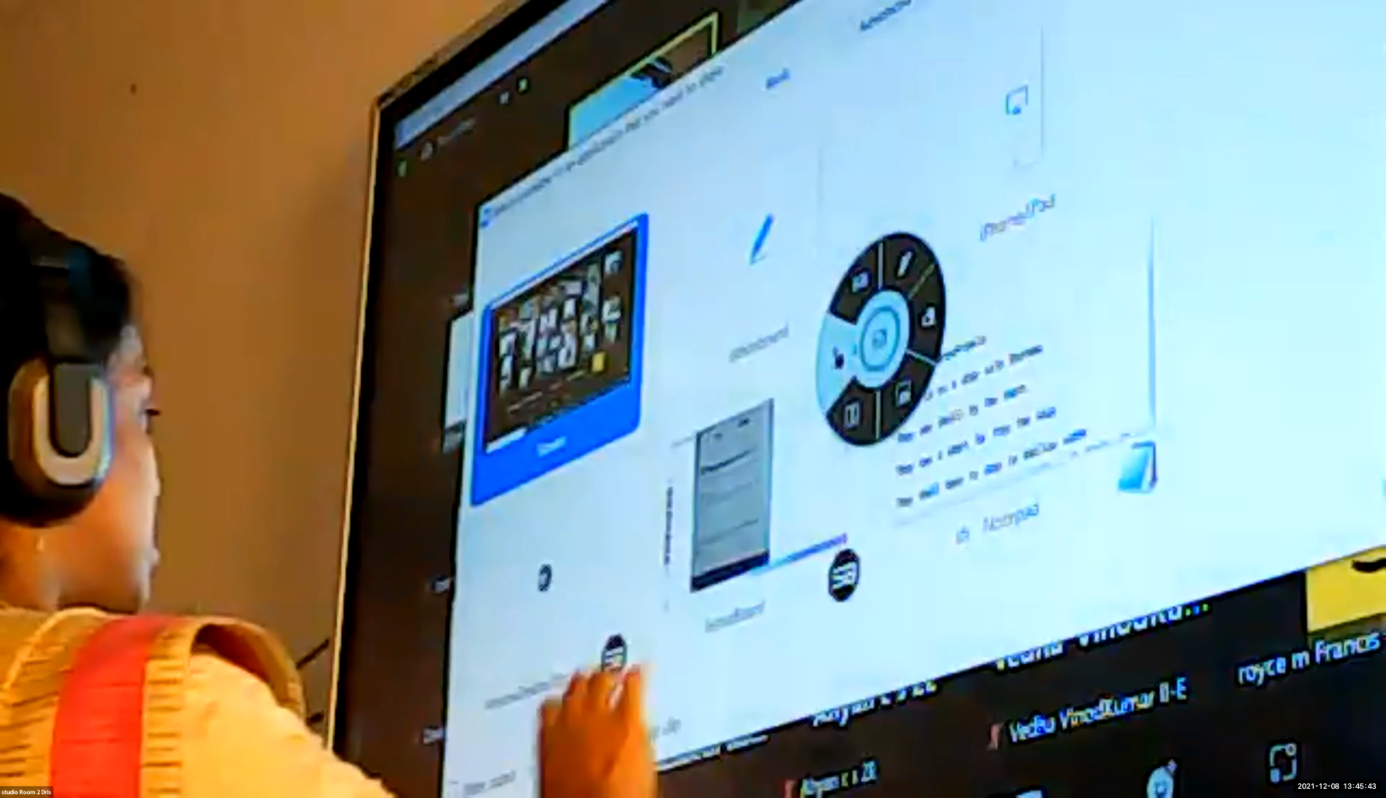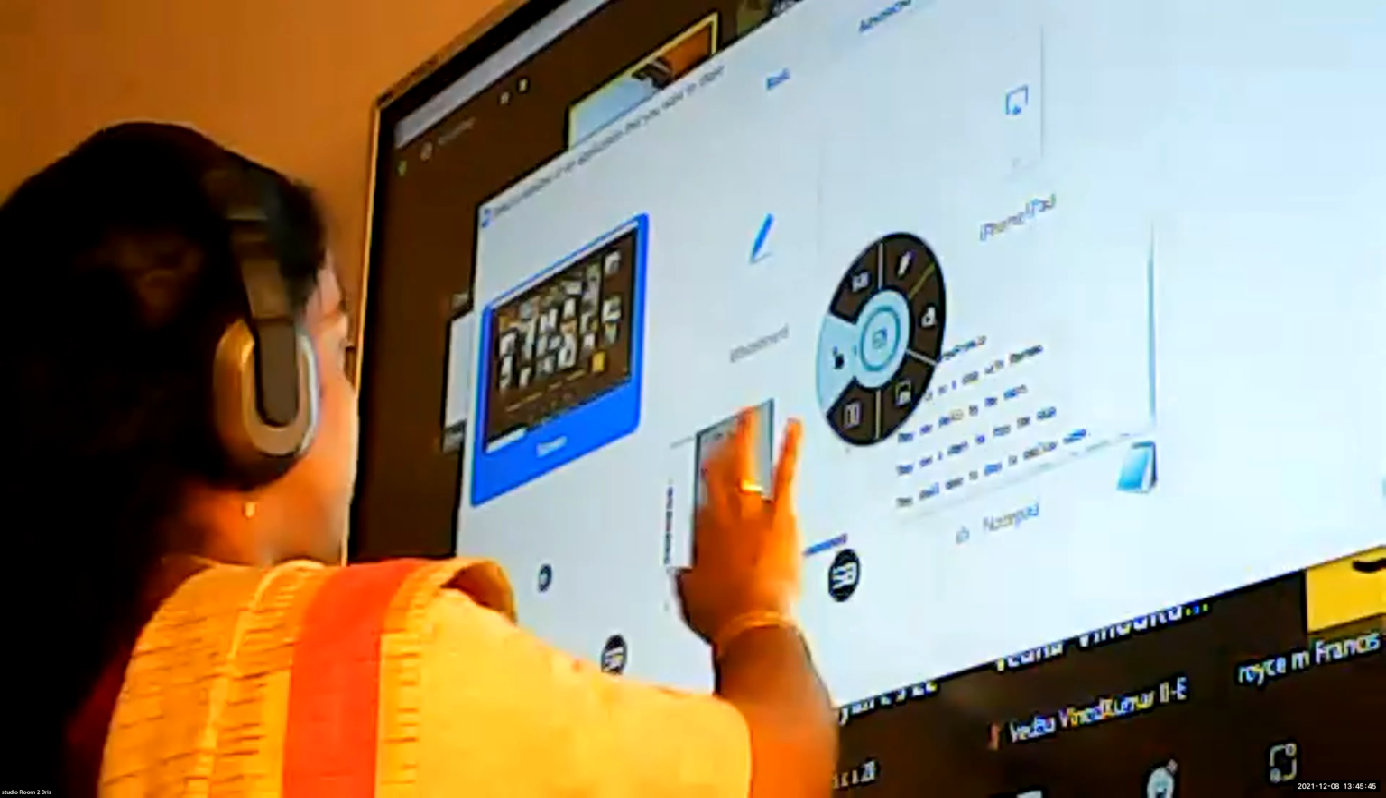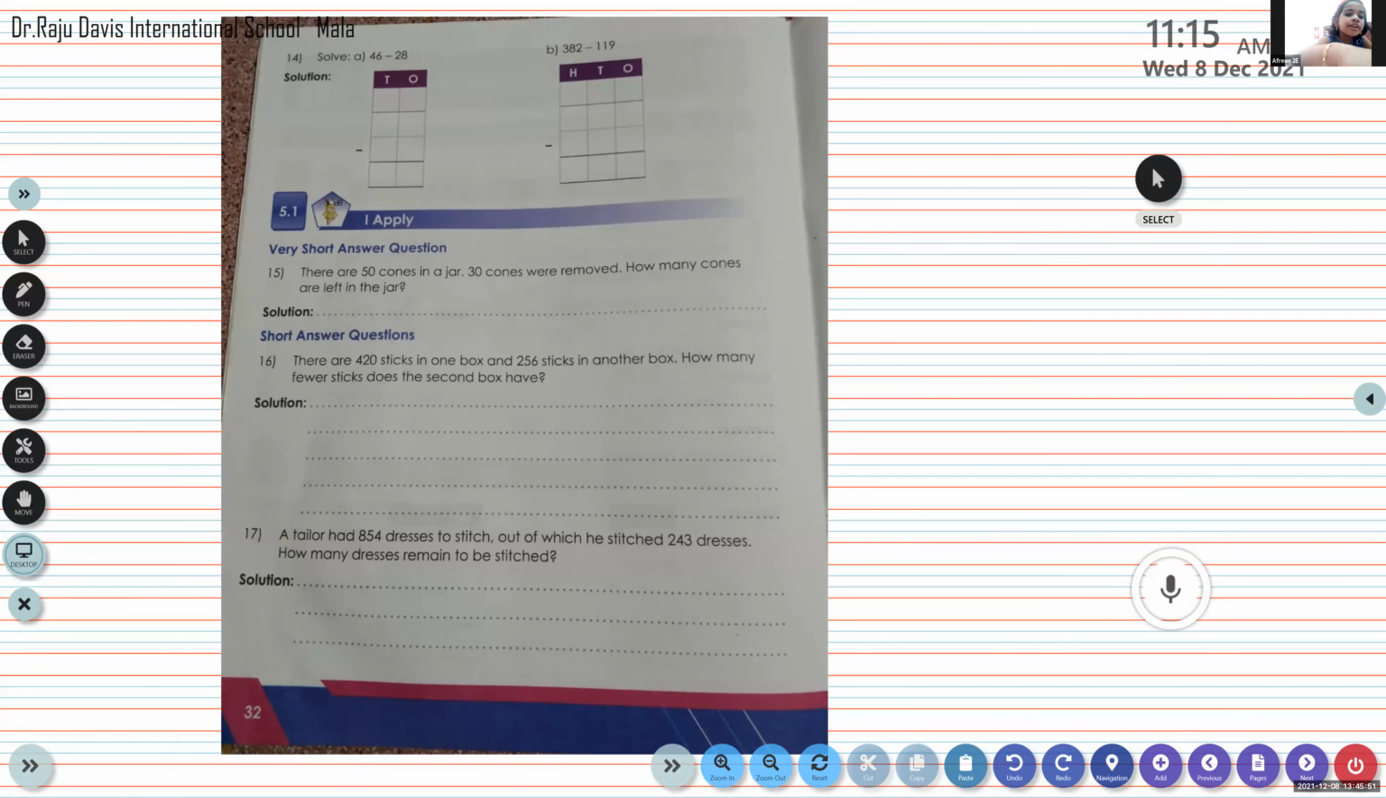So, let me share this board. Workbook part one. Part 1, my dear. Ma'am, workbook or textbook? Workbook. Okay. So, this page number 32. So, we completed 15 questions, right?